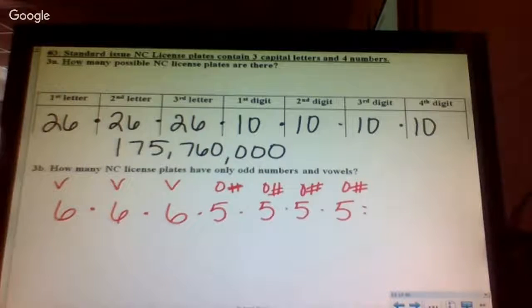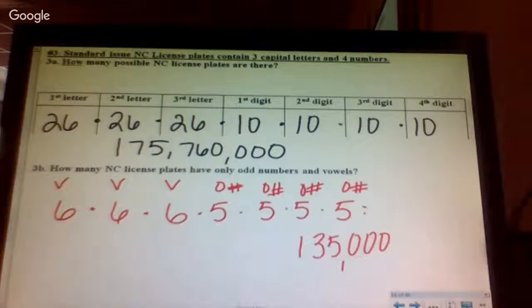So how many license plates have all vowels and all odd numbers? Let's see. 135,000. 135,000 different license plates. Sheesh. That definitely not strong.